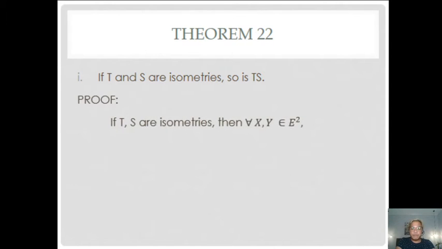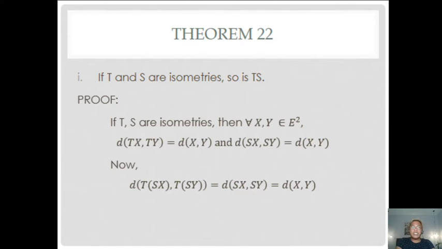Now here's the proof. If T and S are isometries, then for all x and y an element of the Euclidean plane, it holds that the d of Tx and Ty is equal to the d of x and y, and of course the d of Sx and Sy is equal to the d of x and y still. Alright, now the d of TS x and TS y is equal to the d of Sx and Sy. By definition, this is equal to the distance of the ordered pair containing x and y. Therefore, TS is also an isometry.